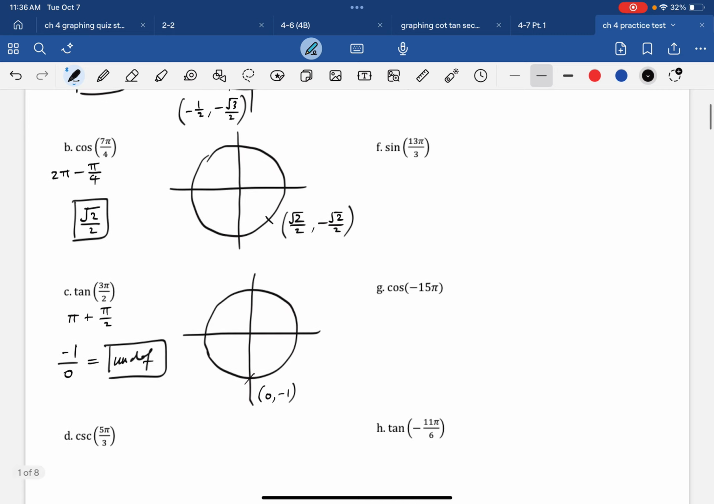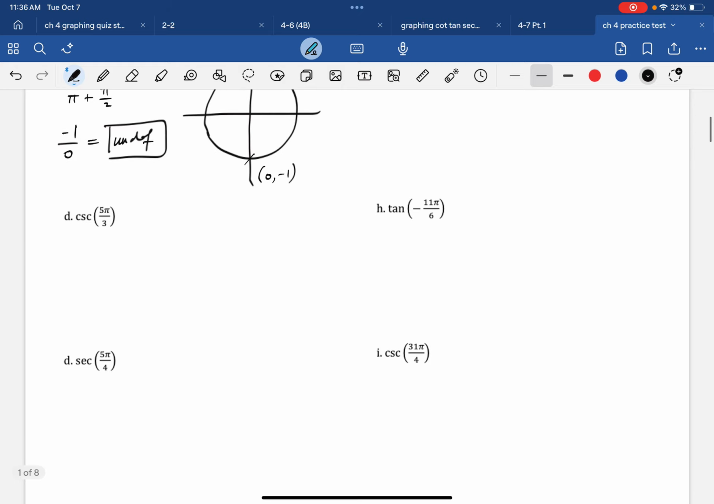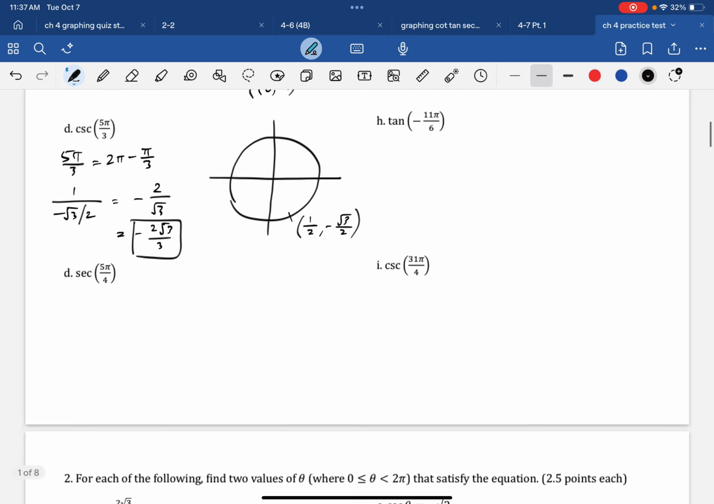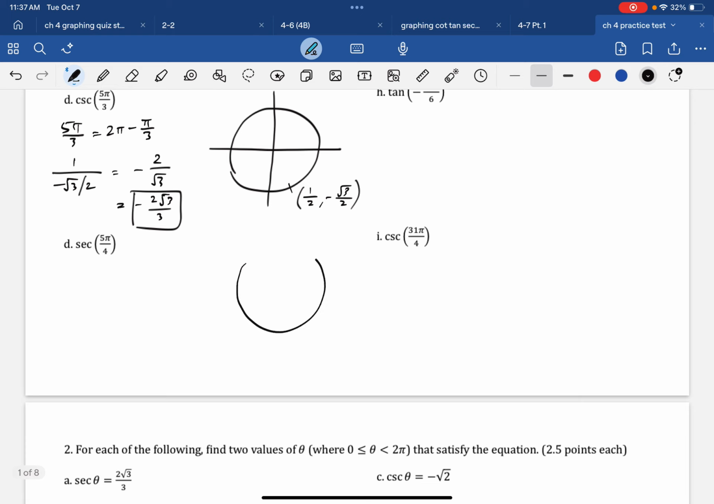Next, I have 5 pi over 3 again. I didn't do that yet. 5 pi over 3 is just 2 pi minus pi over 3. So that's going to be right here on the unit circle. That's 1/2, comma, negative root 3 over 2. And cosecant is 1 over sine, so it's 1 over the y value. So 1 over negative root 3 over 2, which is negative 2 over root 3, which is negative 2 root 3 over 3, rationalized.